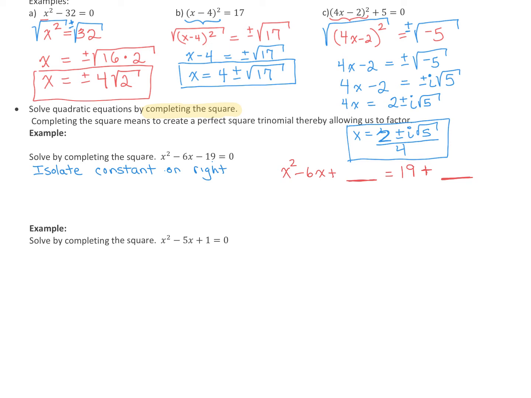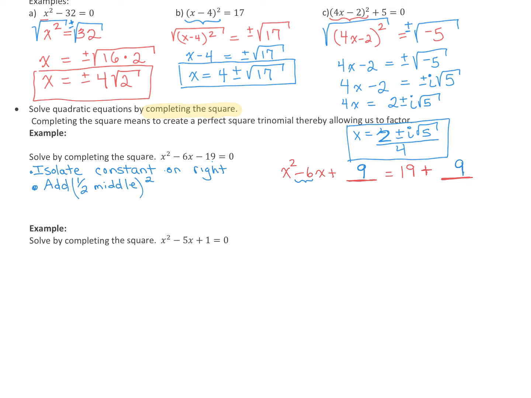So the next step is to add 1/2 the middle term squared. So just the coefficient, excuse me. So here we have a -6. Of course, half of that is -3. And if we square that, we get 9. So we're going to add 9 to this side, which requires us to add 9 to this side.